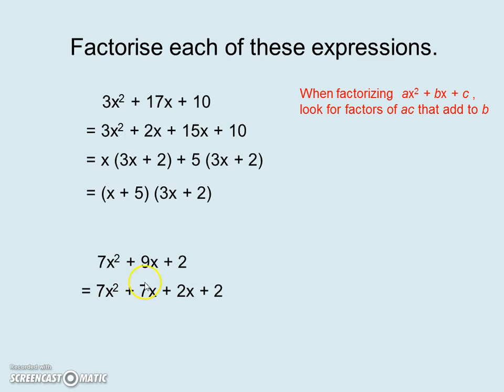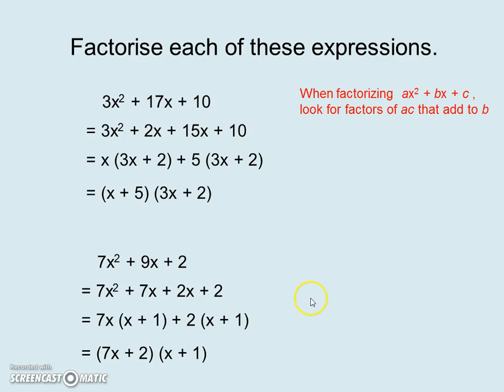Maybe not obvious, but have a think about it. If we look at the first 2 terms, we've got a common factor, 7x. The second 2 terms, we've got a common factor of 2. 7x(x + 1) + 2(x + 1). x + 1 is a common factor, so take that out the front or at the back, and there's our factorization.